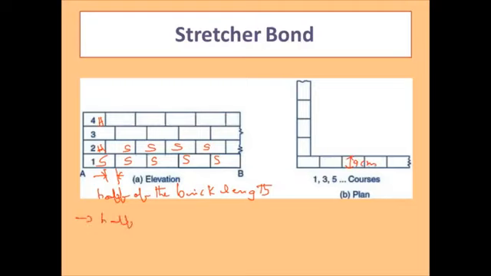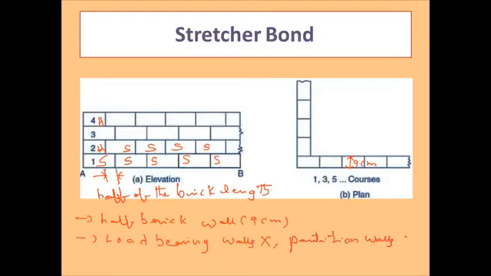9 centimeters. So when the wall thickness is 9 centimeters, can we use it for the construction of load bearing walls? No, we cannot. This bond is used only to construct the partition walls. So lap length is 9 centimeters and thickness of the wall is also 9 centimeters, and this should be used only for partition walls, as the wall thickness is very small.